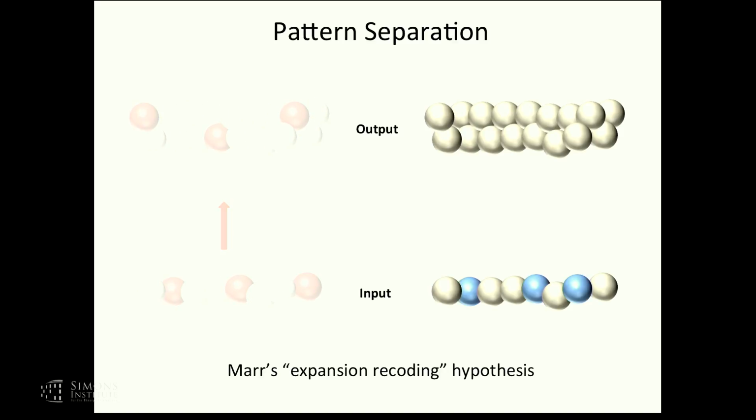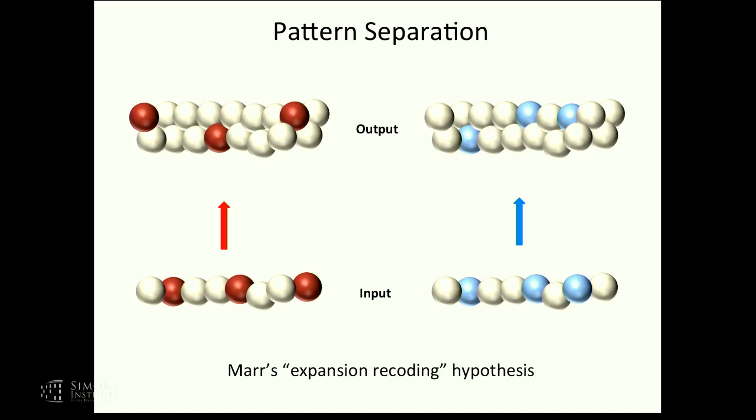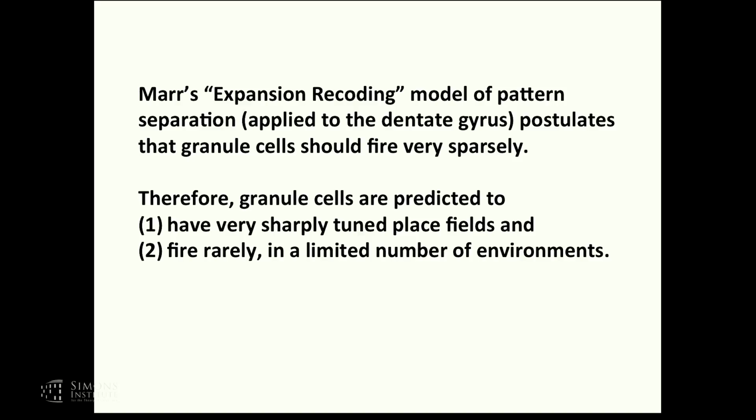Well, let's assume your next input pattern is very similar to the first one, but by this expansion recoding hypothesis, you now make this representation much more different than this one than the inputs are. So that's what Marr suggested as a way of doing pattern separation, orthogonalization. And then if you store these representations with much less overlap, you'll have much fewer errors in recall and much less interference. You can store many more memories in a situation like this without interference.